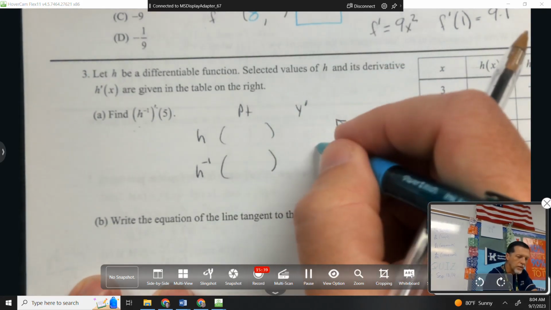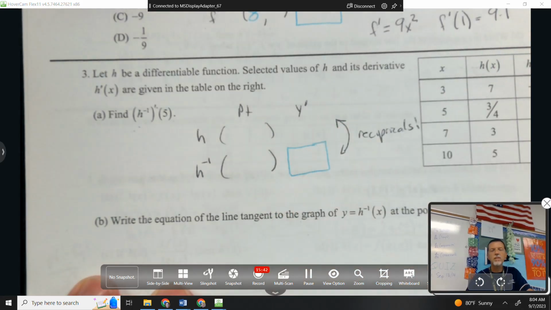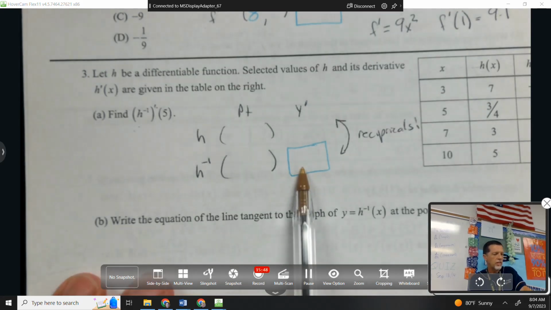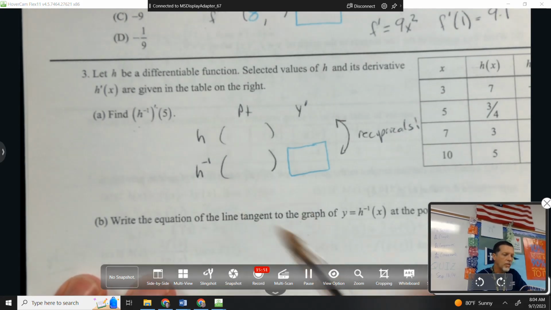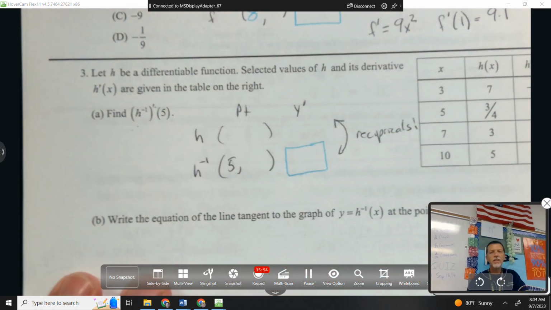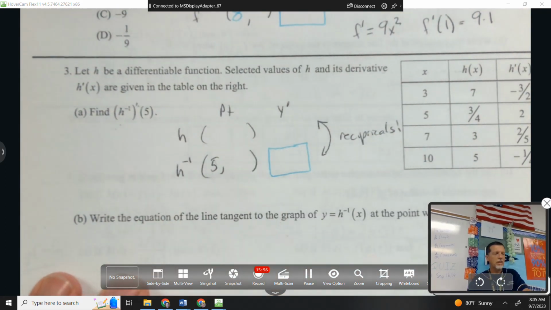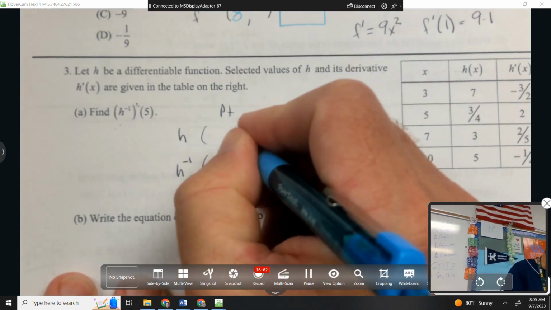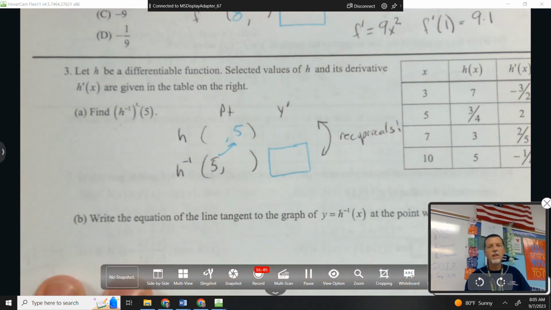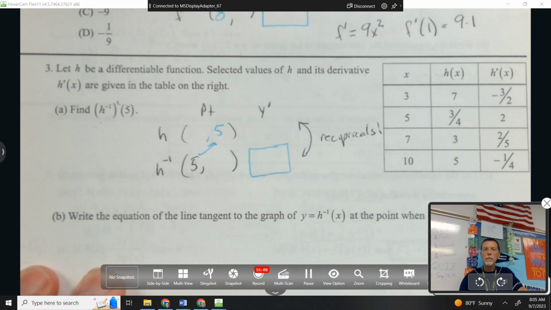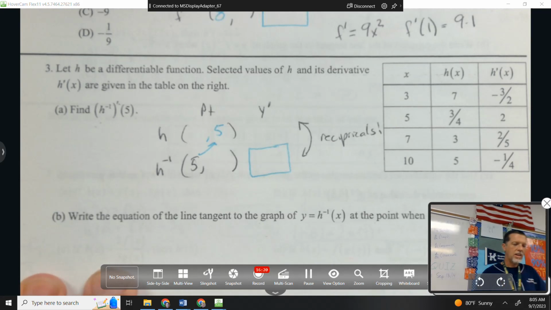And what it wants is the derivative of the inverse. But at what x value? 5. So 5 is the x value for the inverse. That means it's the y value for the original. If it's the y value for the original, how do I find the x value for the original? Look at the table. So what is the x value that gives me a y value of 5? 10.